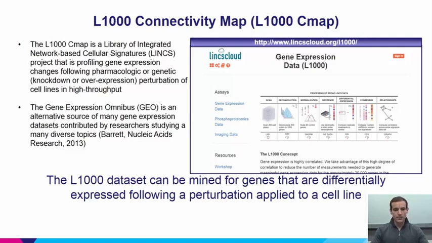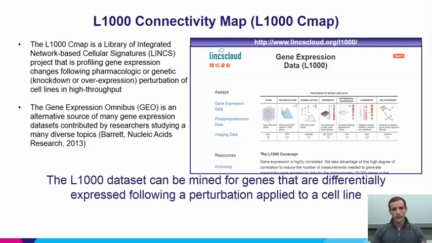After these perturbations are applied, the gene expression of these cells is measured, and then this can be compared to control conditions to determine how perturbing the cells in a particular way causes the expression of the genes to change.